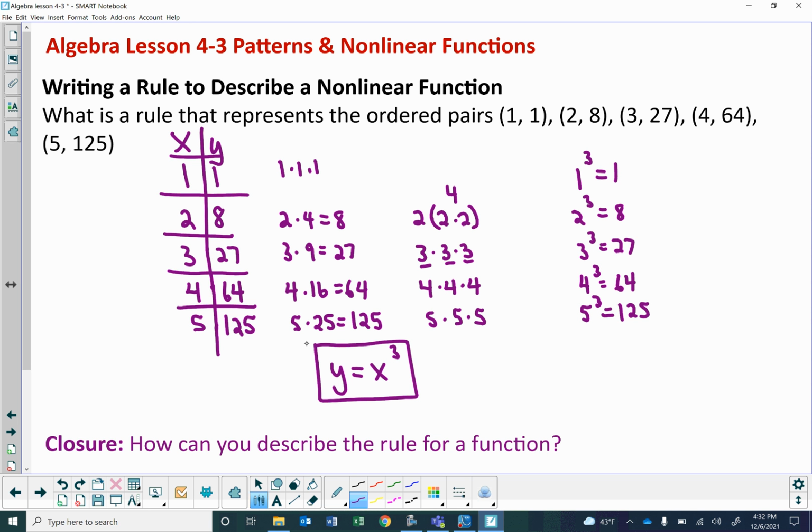All right, your closure question for this lesson. How can you describe the rule for a function? And we've talked about this entire thing. What are the different ways that you can describe a rule for a function? That's what this question is asking.